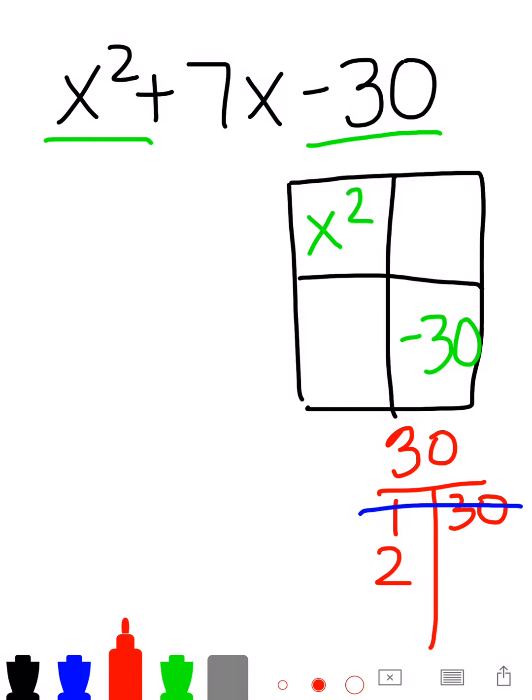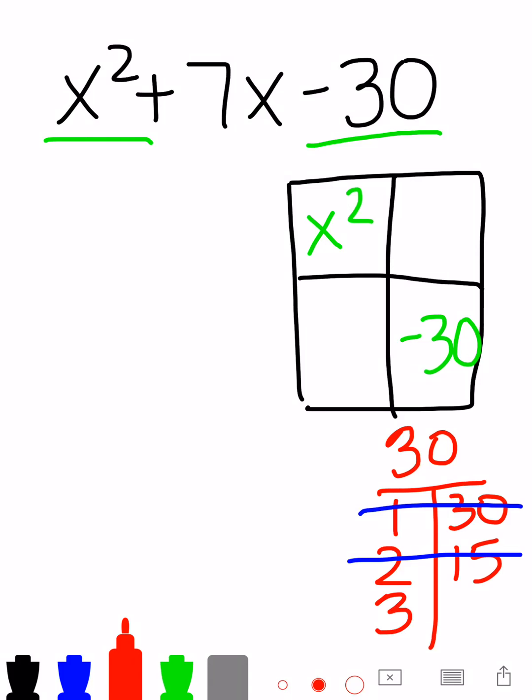Well, what times 2 will give me 30? Well, if you do 30 divided by 2, that will be 15. So 2 times 15 will give you 30. Now let's do our check again. 2 plus 15 is 17. That's not 7. 15 minus 2 is 13. Still not 7. So that means that 2 and 15 cannot be the factors. Now let's go on to 3.